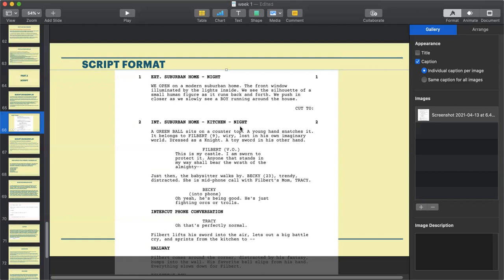Now this is a kitchen shot. Okay, nighttime. All right. A green ball sits on a countertop. There is a countertop and there is a green ball. A young hand snatches it. He takes it. It belongs to Filbert, age 9, very lost in his own imaginary world. So you give the character name, the character description, dressed as a knight. He is dressed like a knight. A toy sword in his other hand. So when I am reading it, I will not go into the detail.